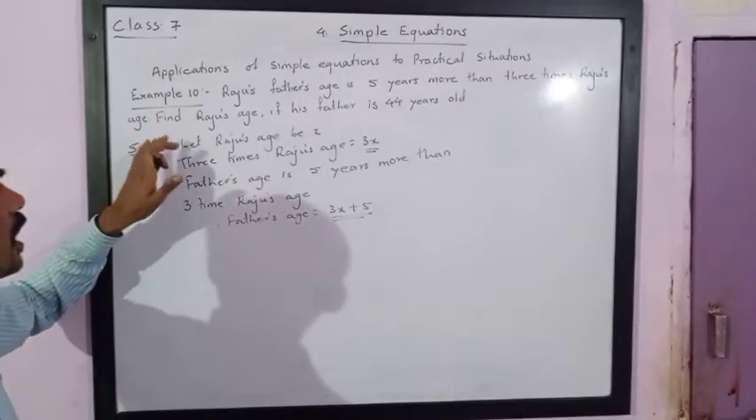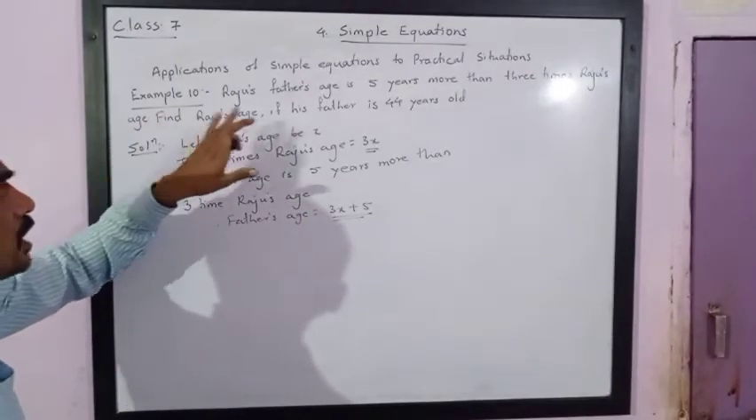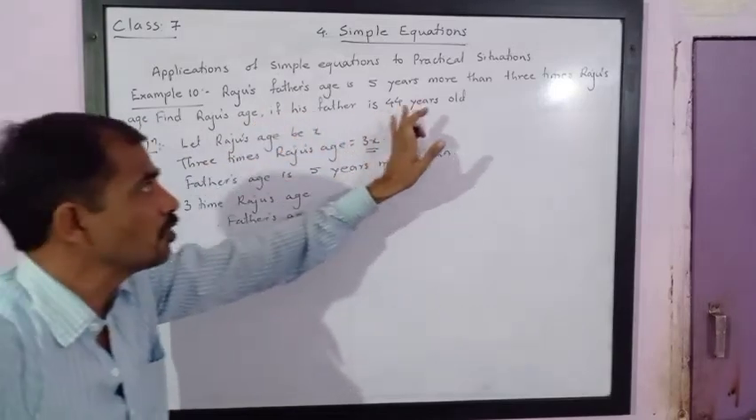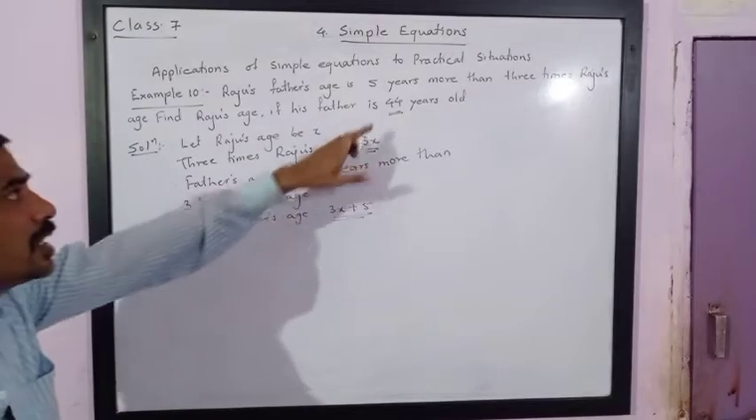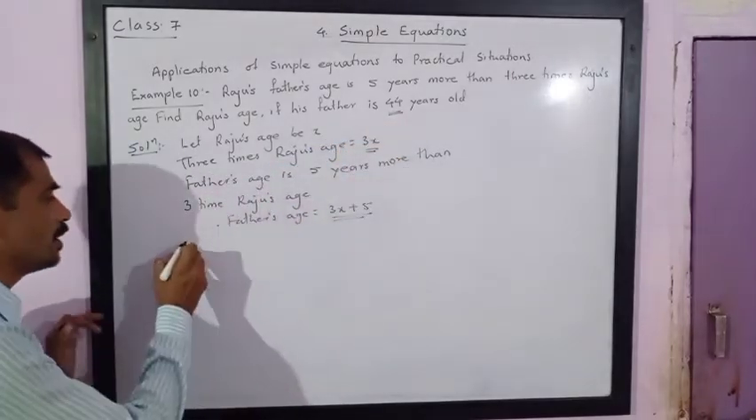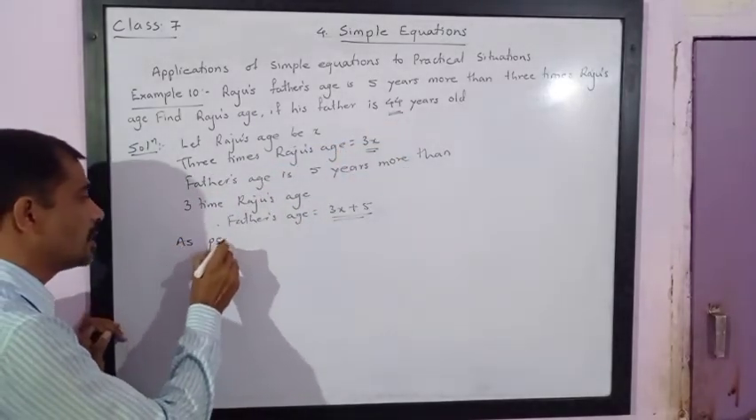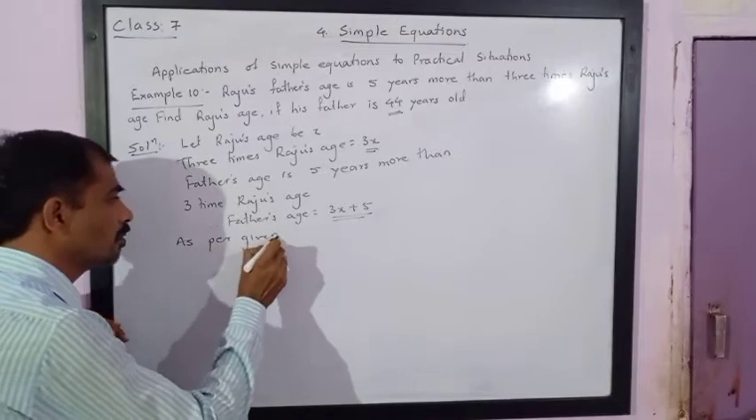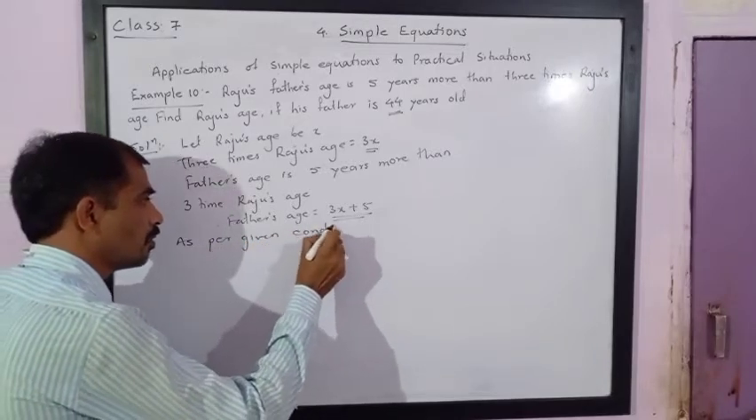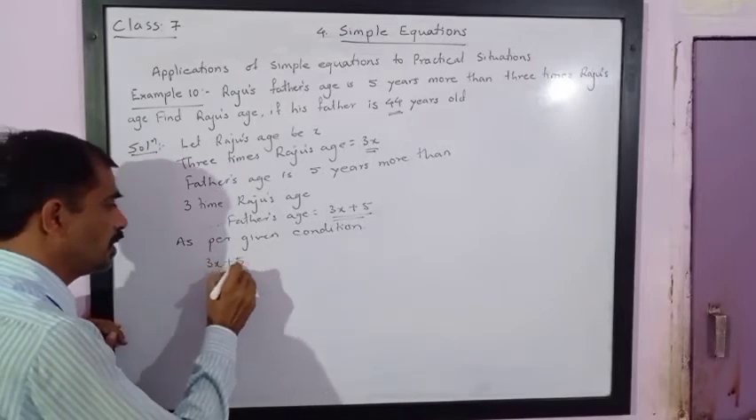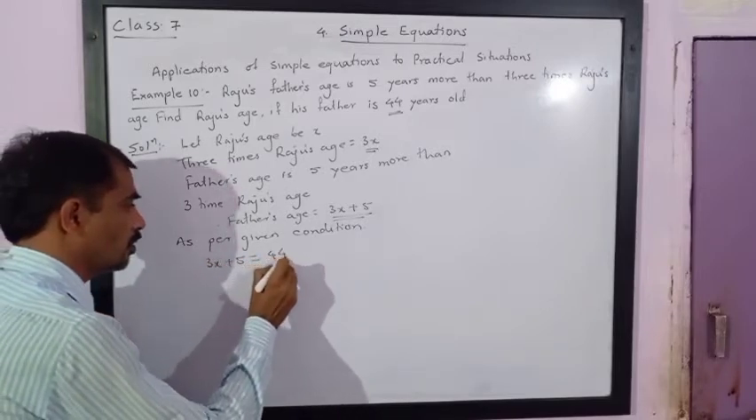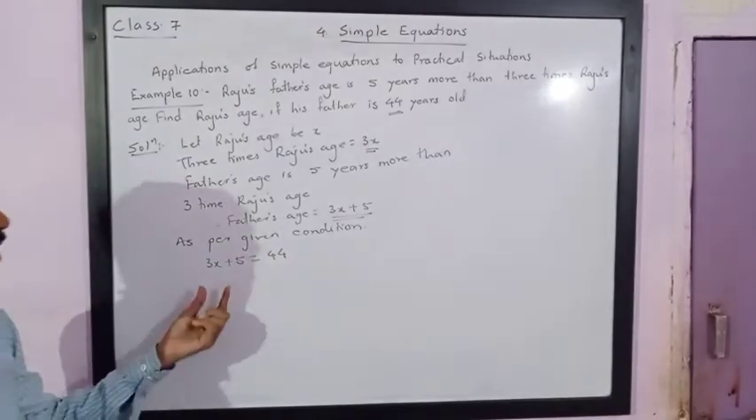Now, if you read further, we are asked to find Raju's age, and his father is 44 years old, which means the age of father is given. So this must be equal to 44 years. As per the given condition, you can say 3x plus 5 is equal to 44. Now we know how to solve this equation.